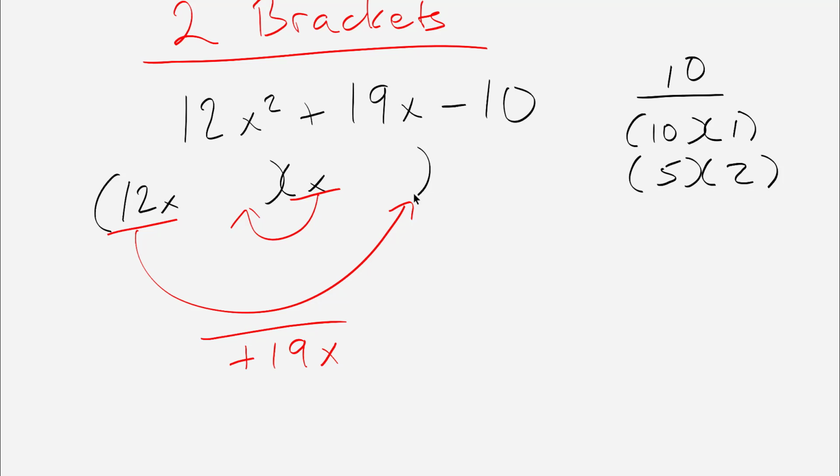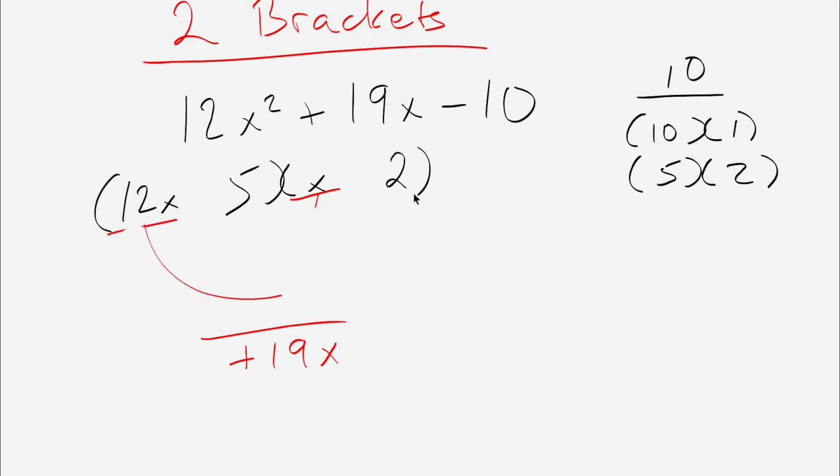So let's start off by putting the 5 here and the 2 here. So 12x by 5 would be 60x. 2 by x, 2x. Definitely not working. We're not getting 19x there. So that option is not the correct option. So let's put the 2 here and the 5 here.